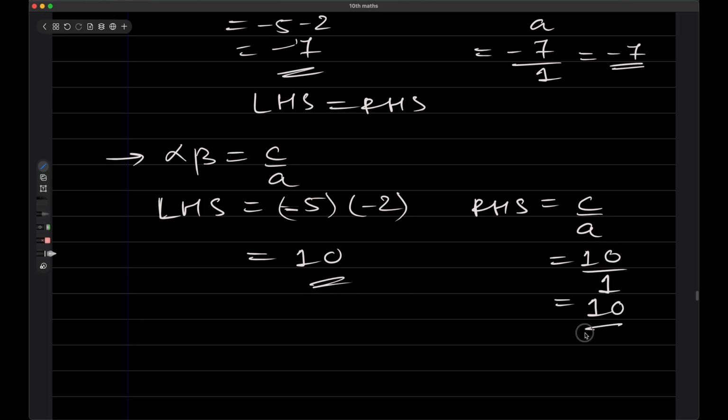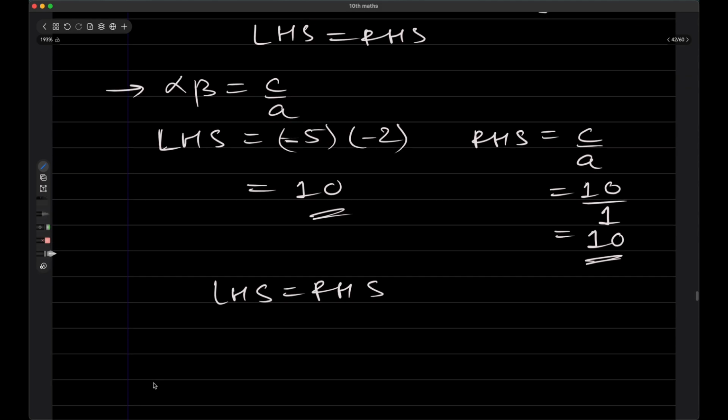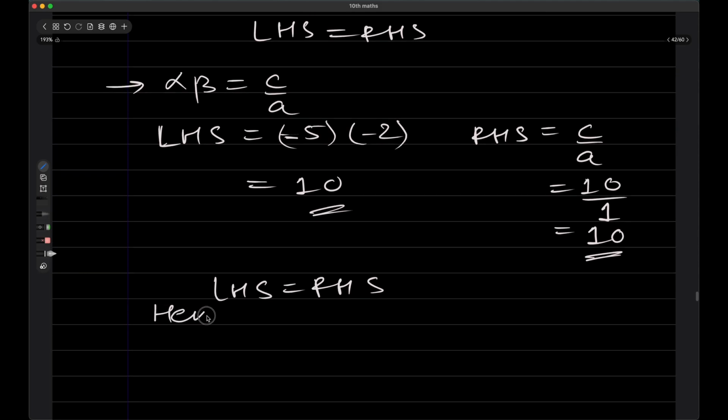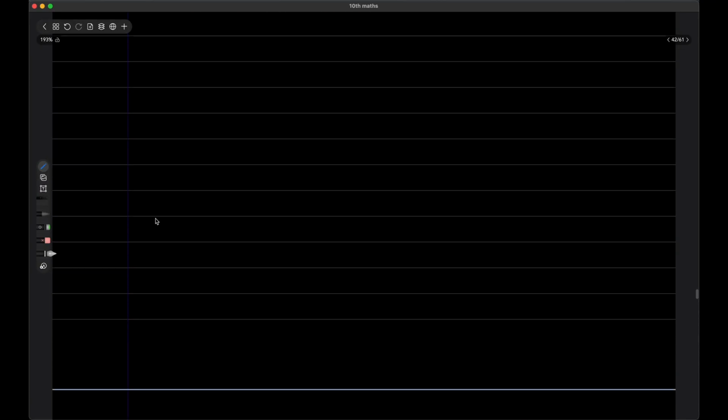So we have LHS equals to RHS, hence verified the relationship between zeros and coefficients of polynomial. Now let us see example 3.